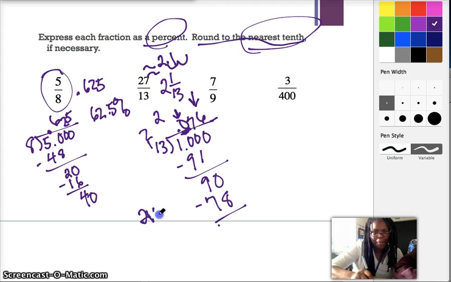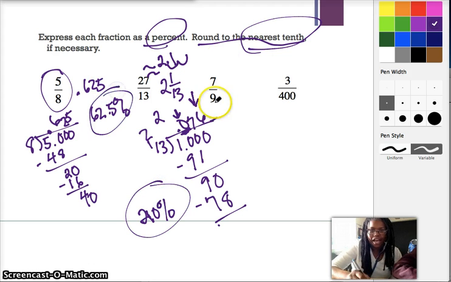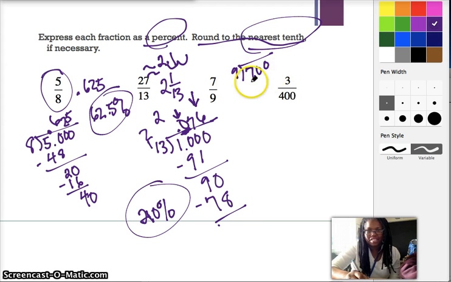210% is our answer. Let me circle our answers here. We would do the same thing with 7 over 9. We're going to divide 9 into 7. So basically that's dividing 9 into 7.00. 9 goes into 70. I'm going to put my decimal point here. I remembered. It goes in 7 times. 7 times 9 is 63. When I subtract, I get 7, 0.